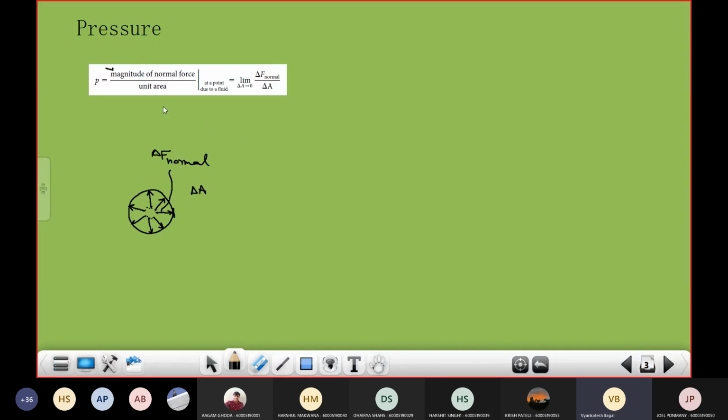right? So the pressure is defined as the magnitude of the normal force per unit area, and using limits I can define it as limit delta A tends to 0. This area which I have selected, I can select a very small area like this, and then delta A is tending to 0. Under this limiting condition, the pressure can be defined as limit delta A tends to 0 of delta F normal divided by delta A. Or in differential form, it can be written as dF normal divided by dA.